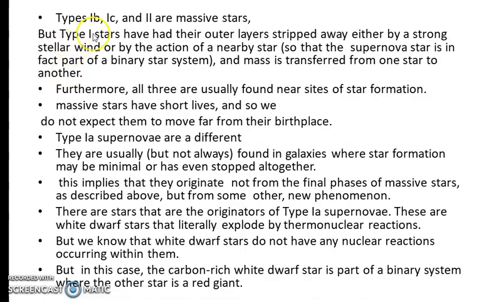The types 1b, 1c and type 2 are massive stars. But type 1a stars have their outer layers stripped away, either by a strong stellar wind or the action of a nearby star. Type 1 stars have had their outer layers ejected.